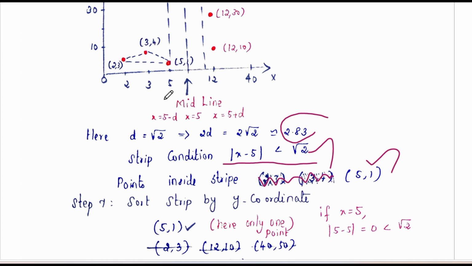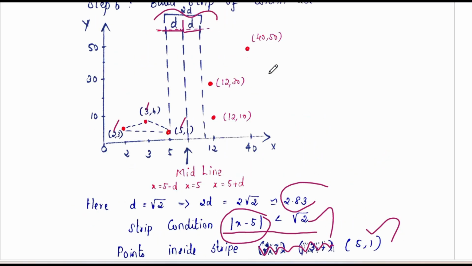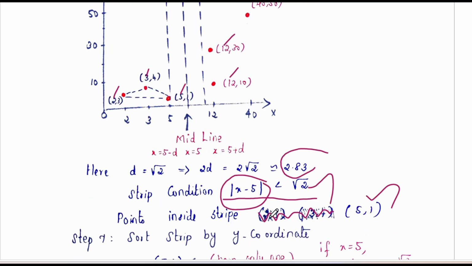But here only one point is inside the stripe, so we take that point (5, 1). We have 3 points on the left side. What are the points? (2, 3), (3, 5), (5, 1). Our condition is |x minus 5| less than root 2, right? We apply each x value to this stripe condition, one by one, for the left and right points.